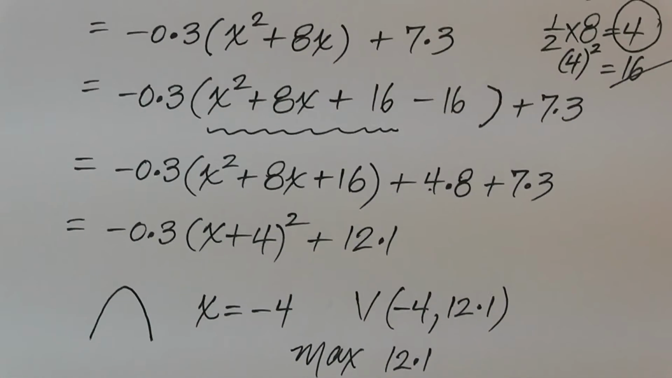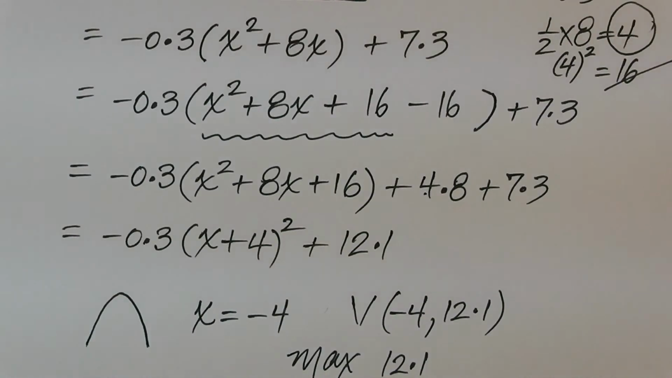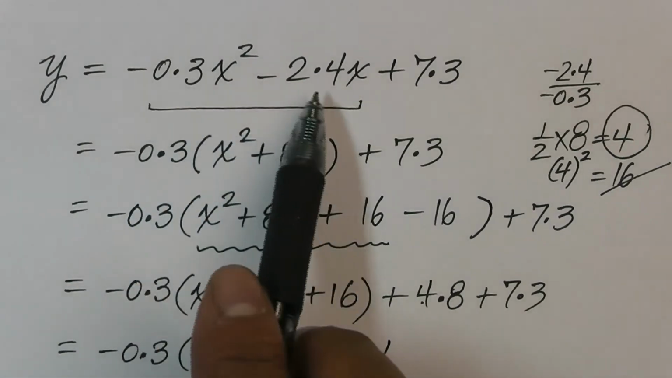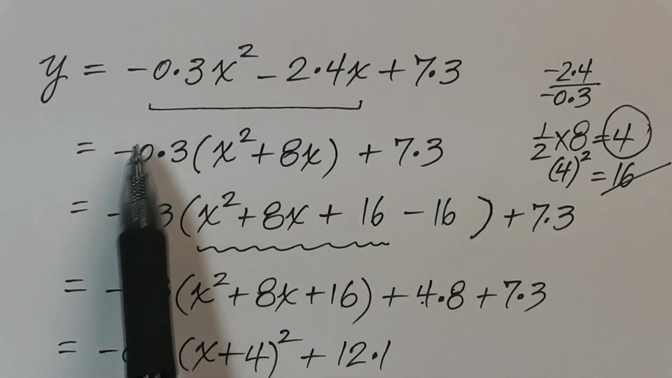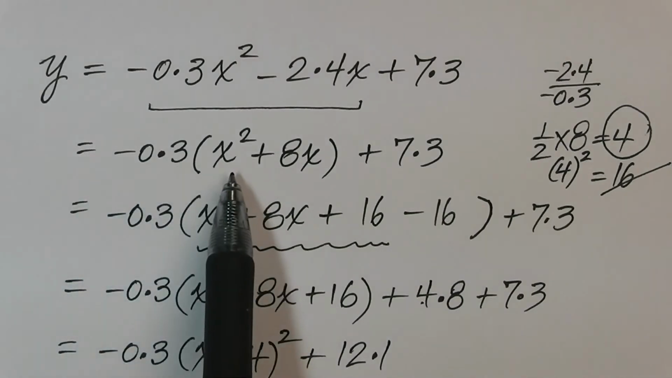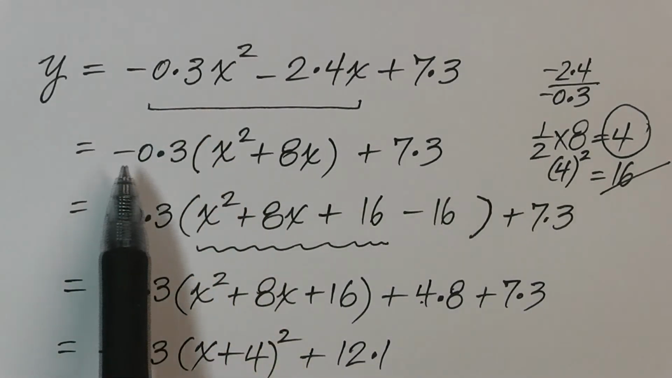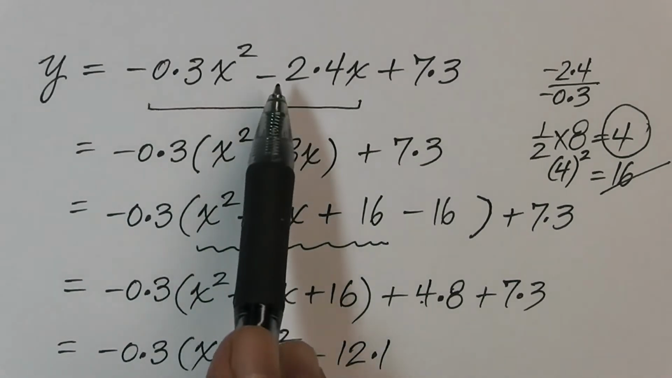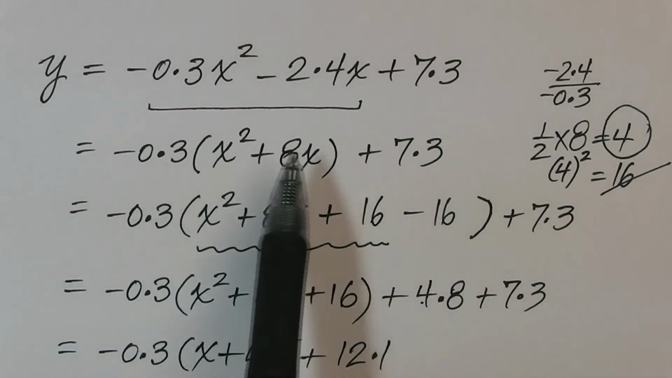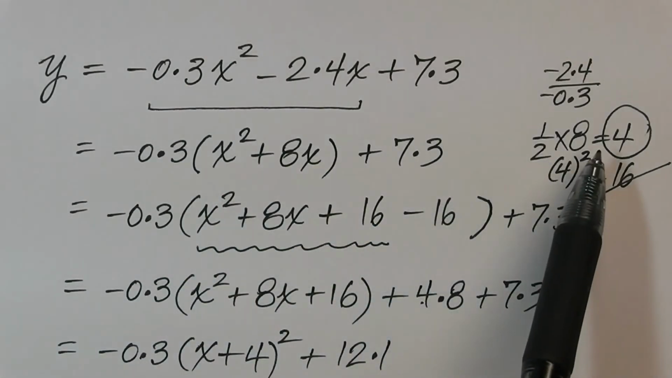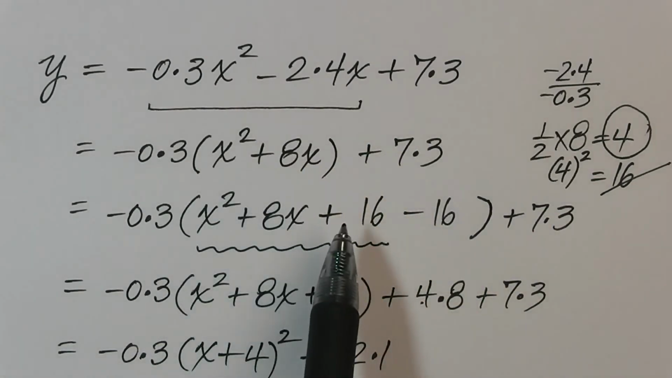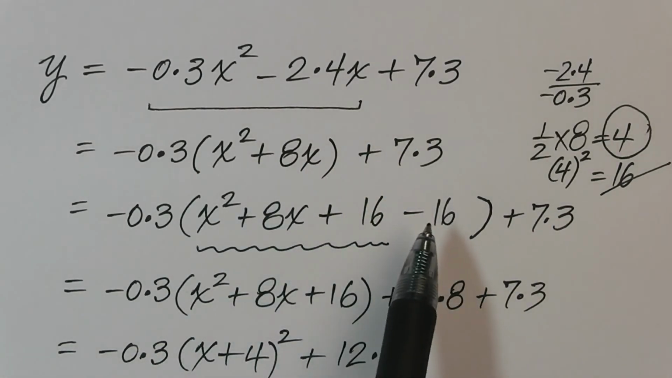I want to go over those steps again. What I did was I focused on my x squared and x terms. I divided out a negative 0.3. So negative 0.3 times x squared will give me that. Negative 0.3 times 8x will give me that. Next I'm going to take this 8x. Half of 8 is 4. 4 squared is 16. So inside this bracket I'm going to add and subtract 16.